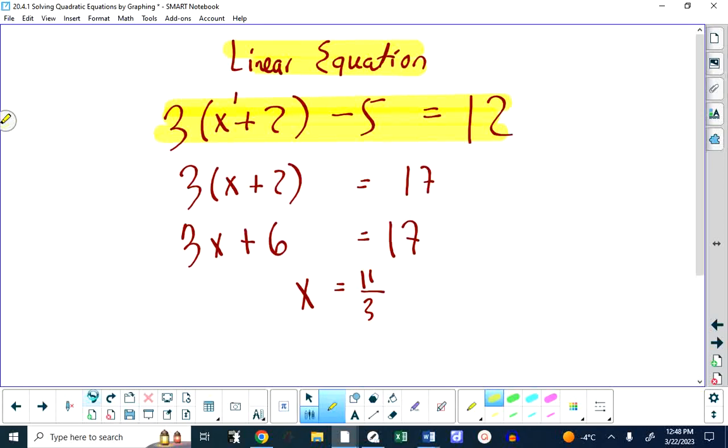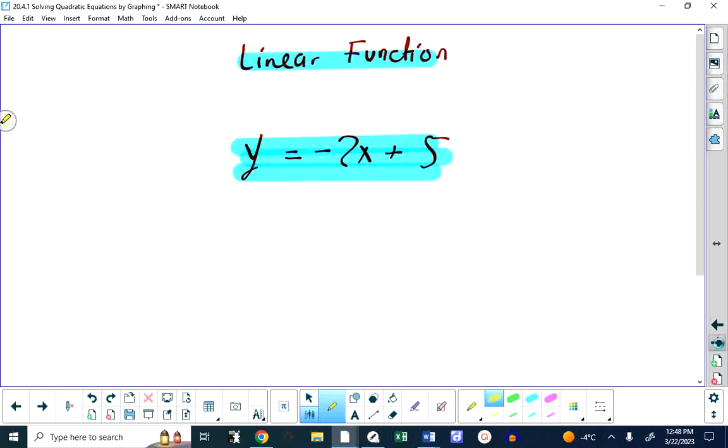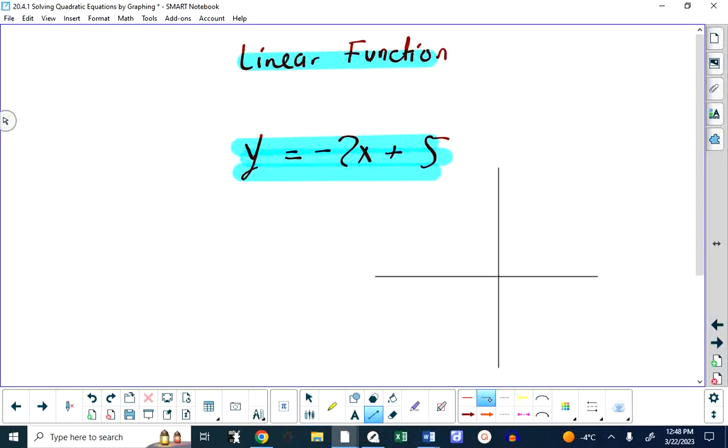There's a reason why this is a linear function. And it's because if you were to sketch this function, and you should probably remember from last year that the slope is equal to negative 2 and the y-intercept is equal to 5. Does that vaguely ring a bell? Y equals mx plus b. You should know that this graph of this linear function has a slope of negative 2 and it passes through y equals 5 on the y-axis.